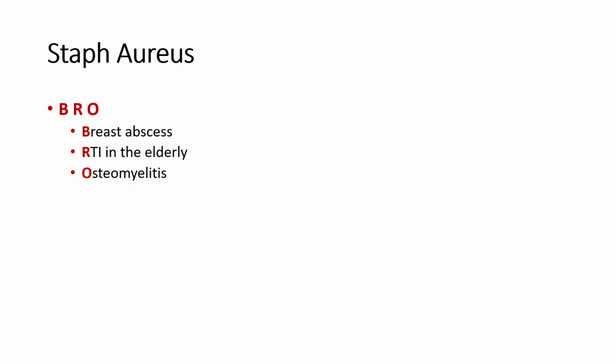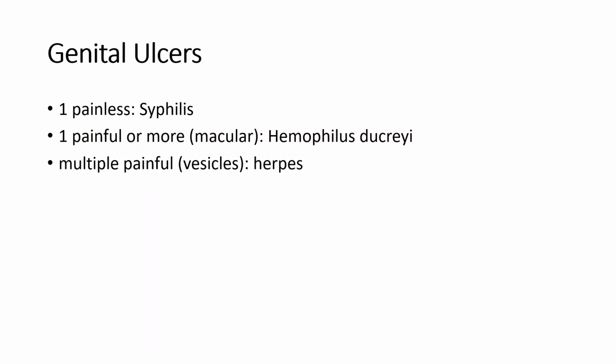Then these are an acronym I found for diseases caused by Staph aureus: breast abscess, RTI in the elderly, and osteomyelitis. Genital ulcers. One painless ulcer is syphilis. One or more painful ulcers that are macular, Haemophilus. Multiple ulcers with vesicles, herpes. So you may have a question where you have a patient with multiple painful macular rash. Another question, multiple painful vesicular rash. The answer is different.